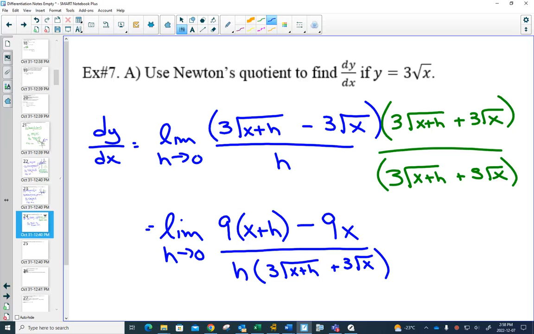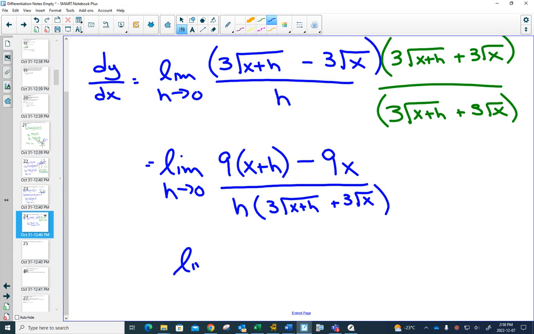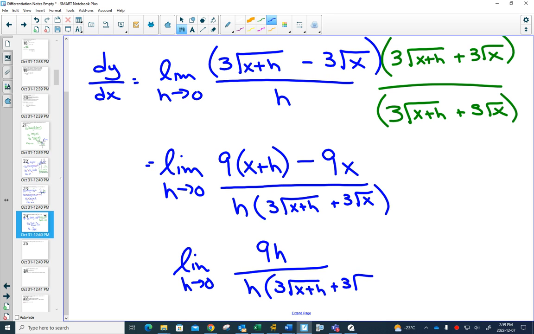So by multiplying to get rid of the square roots, can you see what the top is going to simplify to? It's just going to become 9h, the 9x and the 9x are going to cancel out. How nice is that? I'll just have the limit as h goes to 0. The top will just be 9h. I've already got the h all by itself on the bottom, and my h's will cancel. And that was the h that was causing us problems to divide by 0.